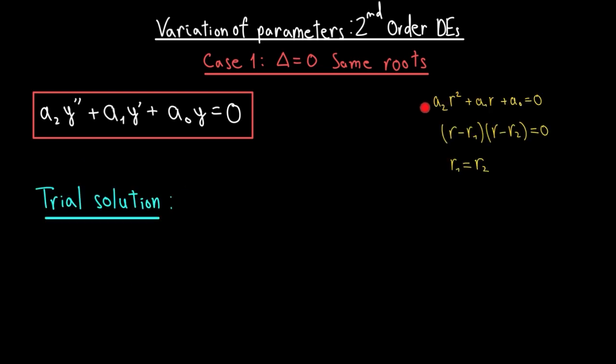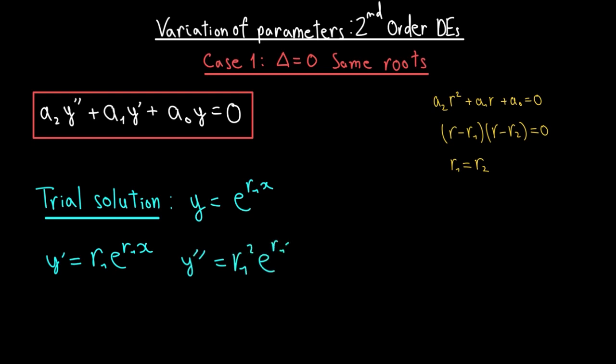In case you're not familiar with this notion of characteristic equation, I'm going to briefly show you what it means. So we're going to have a trial solution of the form y is equal to e to the r1x, where r1 is a solution, or a root, of this second order polynomial. Therefore y prime is equal to r1 e to the r1x, so we differentiate, and similarly y double prime is equal to r1 squared e to the r1x. And remember, r1 can be complex when delta is less than 0.